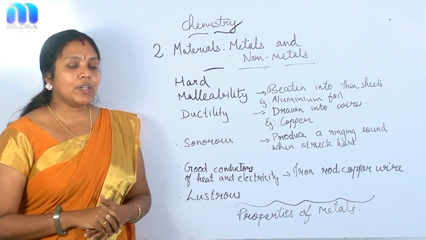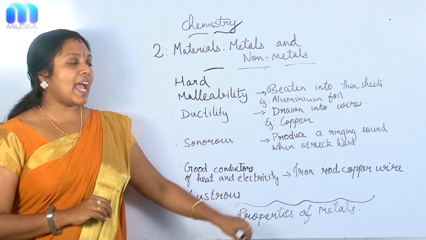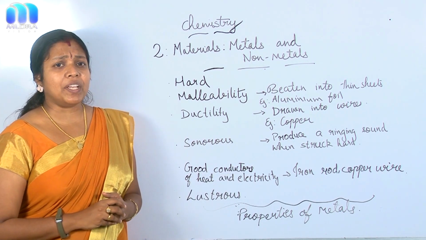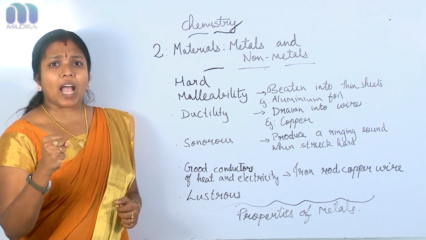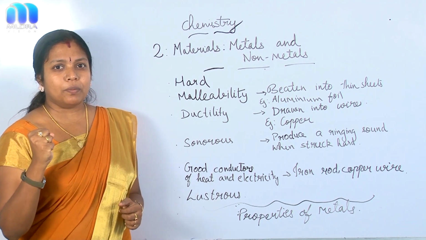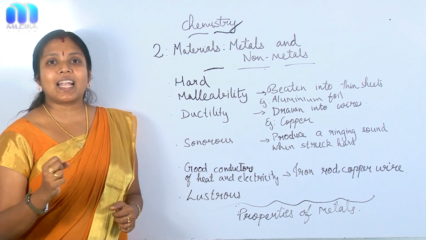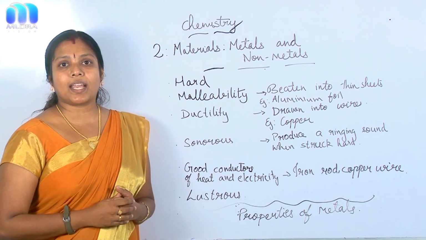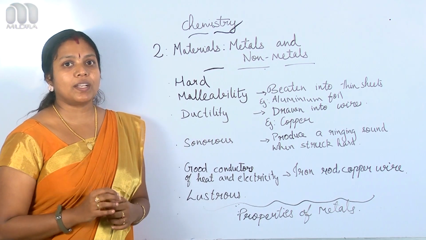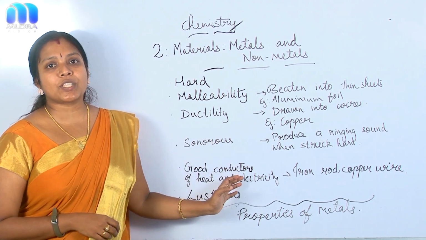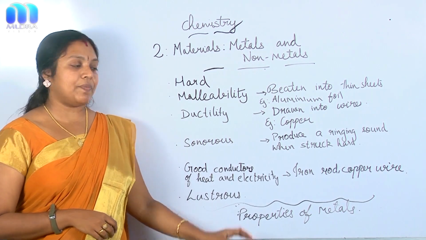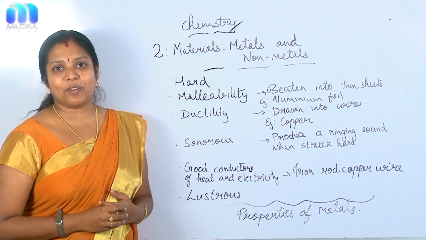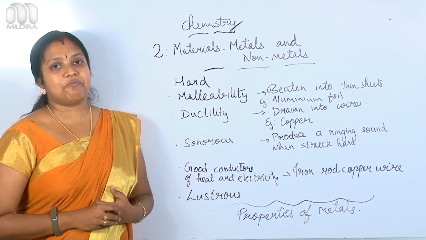Next one, good conductors of heat and electricity. We know that when we touch a hot iron rod, we feel very hot because it has the ability to conduct heat. And copper wire has the ability to conduct electricity. That is why metals are good conductors of heat and electricity. And the last one, lustrous. We know that gold is the best example for the lustrous property of metal.